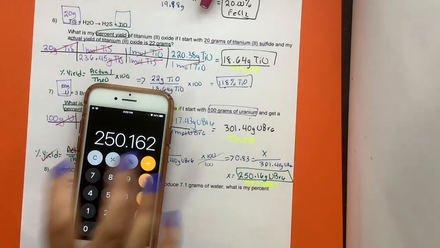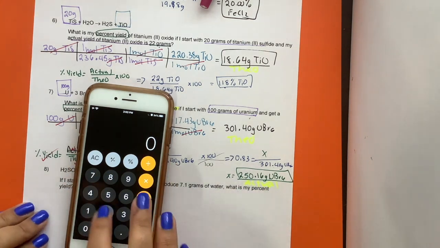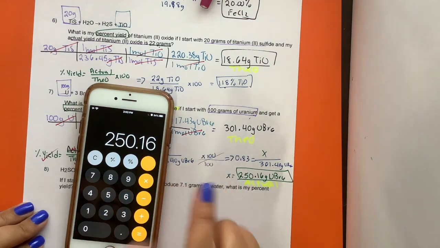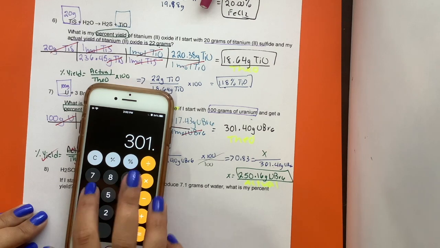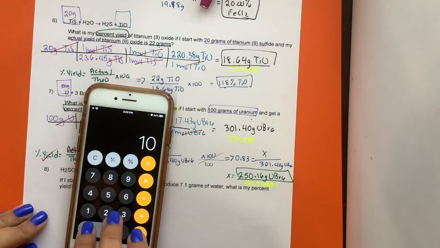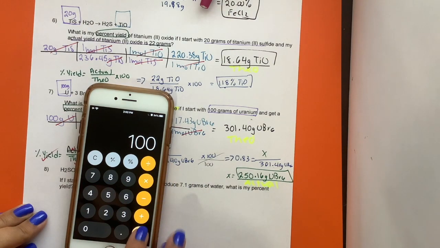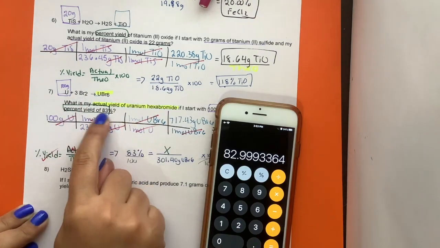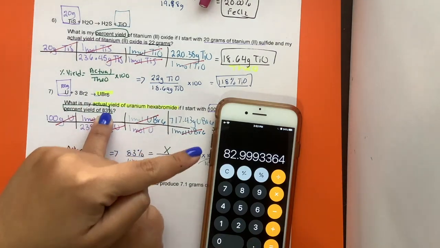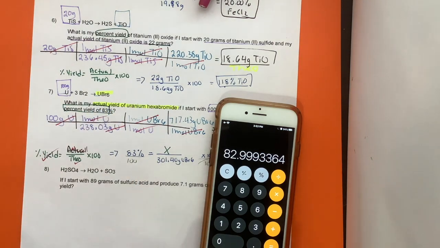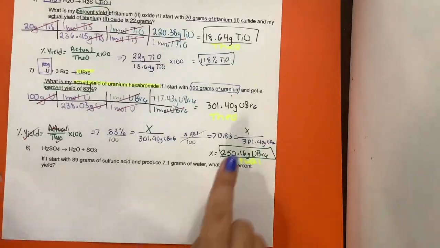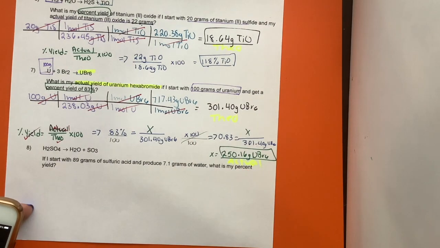Okay, if I want to check my work, what I'm going to do is actual, so 250.16 divided by theoretical, 301.4 times 100, and it should give me this percent yield, which is 82.99. If I round it to a whole number, it gives me 83. So I am correct. Okay, so my final answer is that this is my actual yield, this is my theoretical yield.